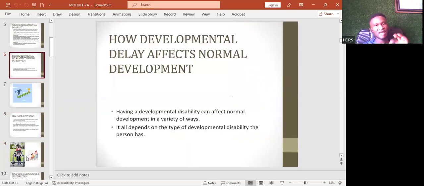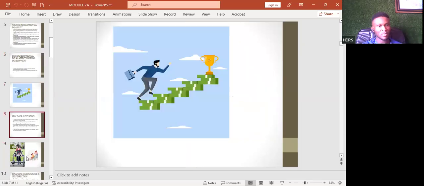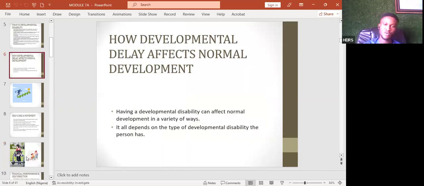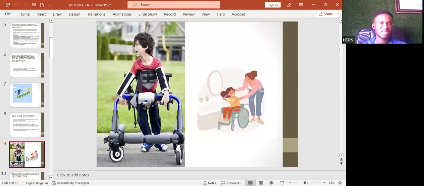We said having a developmental disability can affect normal development in a variety of ways. Now, what is normal development? Coming back to this picture here. Normal development is that a child of this age should be able to at least engage in some sports activities, such as jumping, skipping, running, and some other sports like that. But looking at the child in this condition, he cannot perform such tasks.